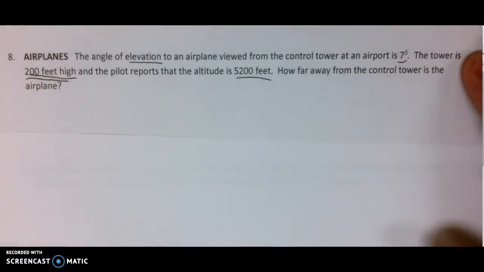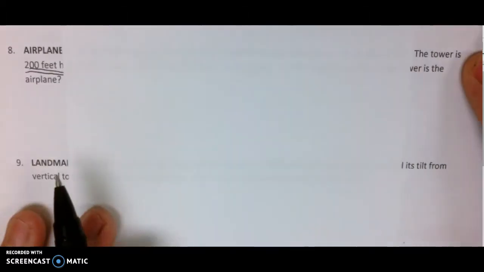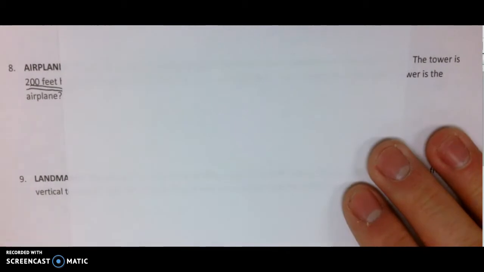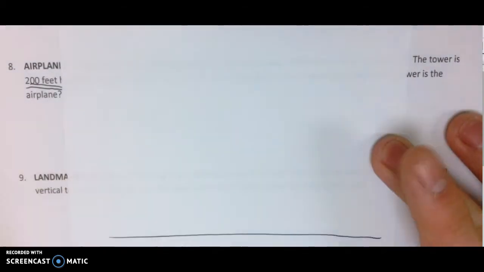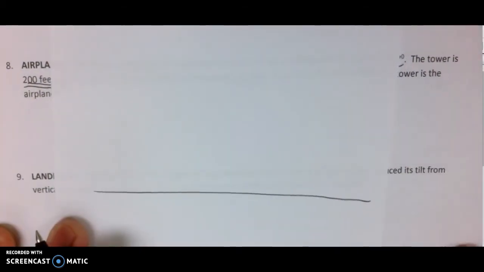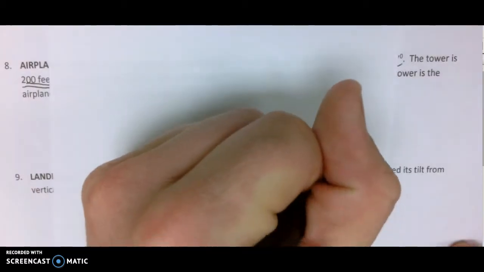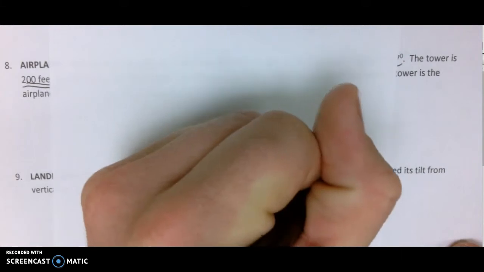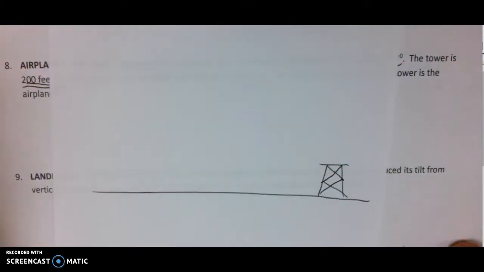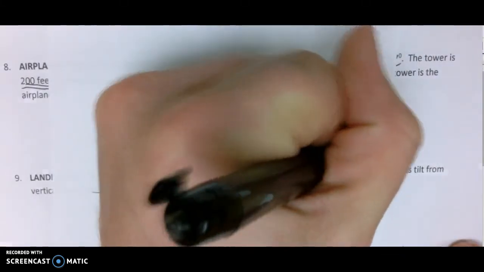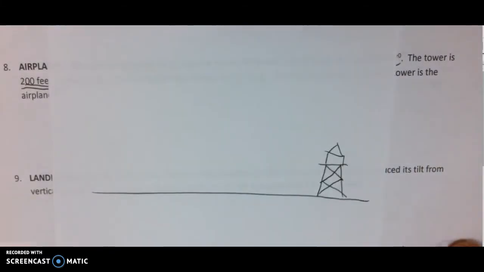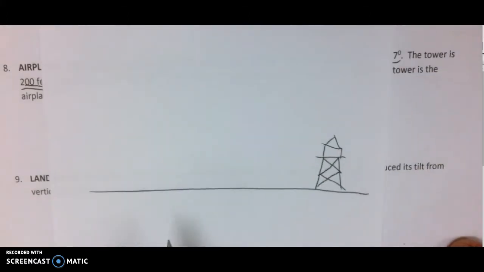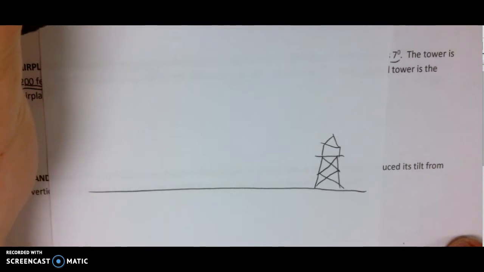So first thing I need to do here is sketch out a diagram. Well, I'm going to say that this is my ground level here. Let's say we've got our control tower, and again, you don't have to be an artist for these things to look okay. So there's my control tower, yay. And then we've got an airplane flying way up in the sky.